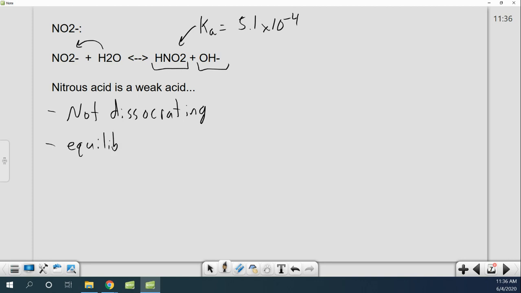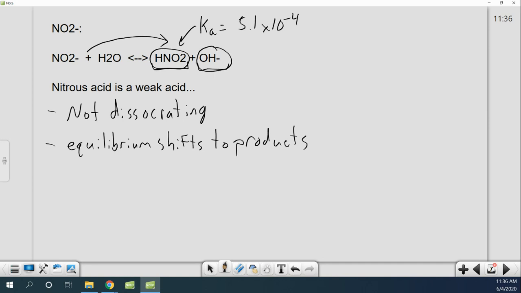Well, that means our equilibrium shifts towards it. It's going to shift to products. If it's not going to break down, we're going to be trying to make it. So our entire equilibrium is going to go this way, which means what am I making? I'm making nitrous acid, and I'm making hydroxide. So even though I'm making nitrous acid, you'll be like, oh, I'm putting acid in there, right? This acid isn't dissociating. It's not giving us H3O+. It's not contributing to pH.